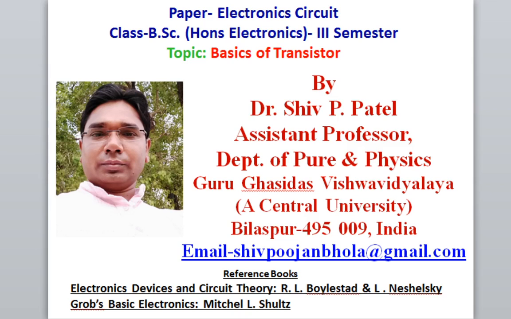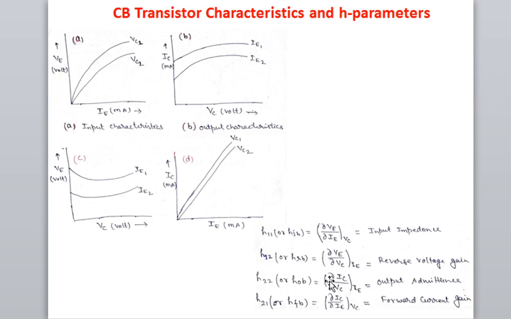So in common base transistor I have discussed 4 characteristics curve. That was input characteristics and output characteristics. So that was input impedance, output admittance, forward current gain and reverse voltage gain. These 4 characteristics curve of common base transistor give 4 H parameters, H meaning hybrid parameter of transistor, and I defined HIB, that is input impedance, HOB output admittance, then HRV reverse voltage gain and HFB, that is forward current gain.